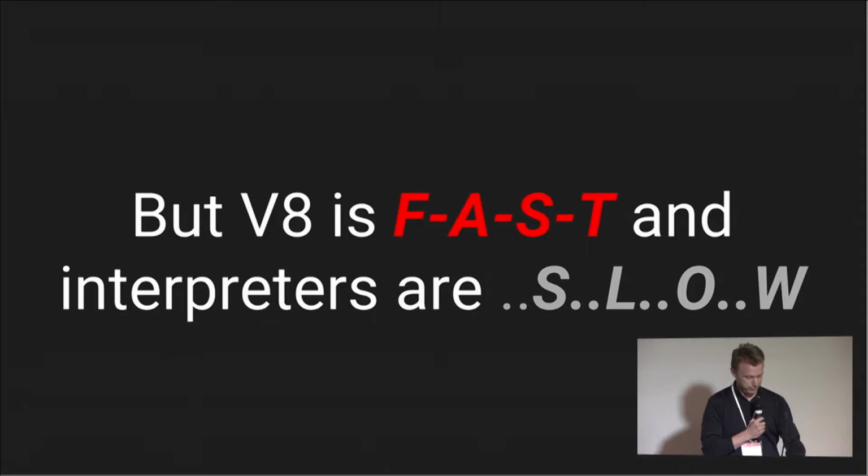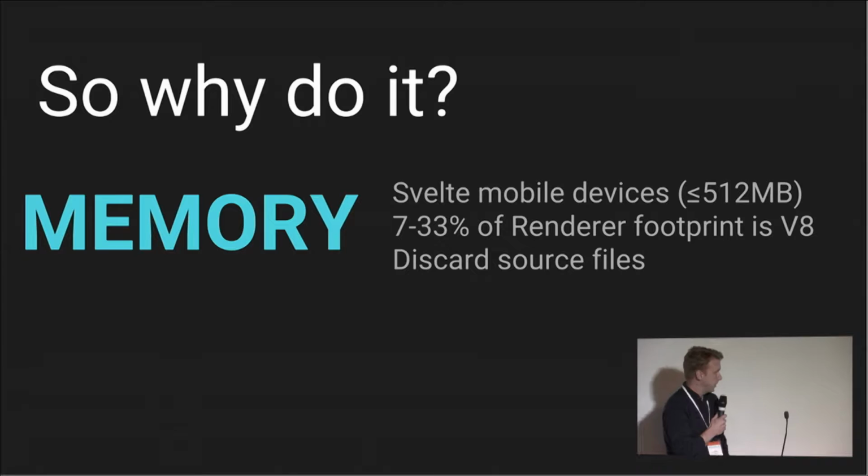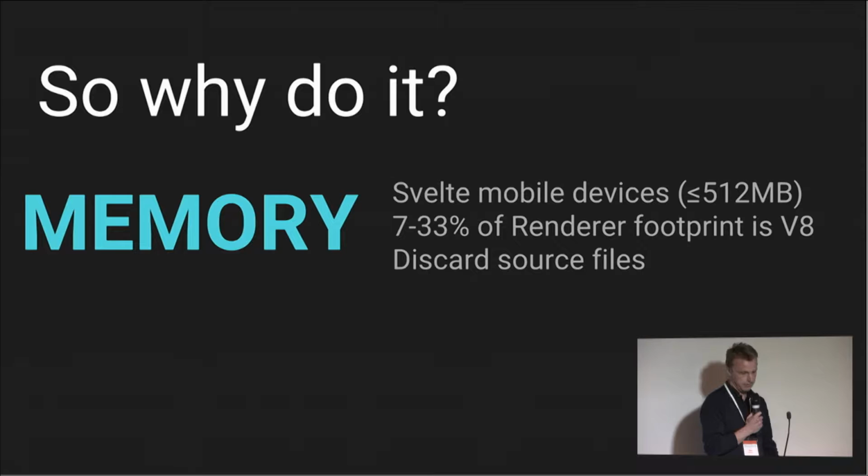So why are we doing this? Well, memory. We're interested in low-memory devices, so we'd like to have a smaller footprint V8. Even on desktop, V8 can consume up to 33% of the renderer. And if we have an interpreter, we can use the interpreted bytecode and keep that around and potentially discard source files, which will save memory.